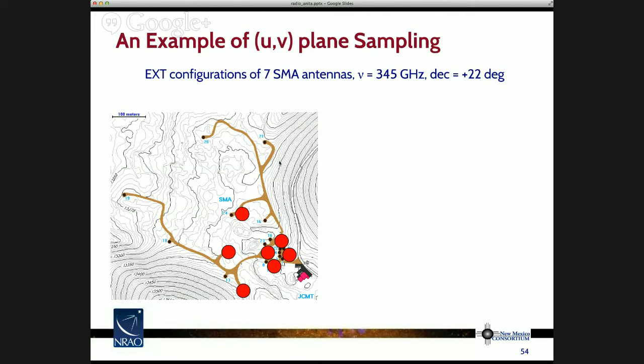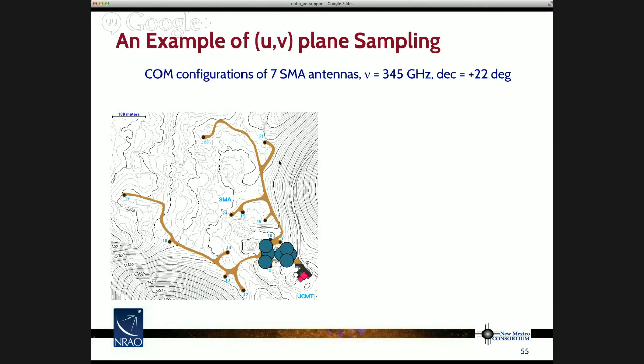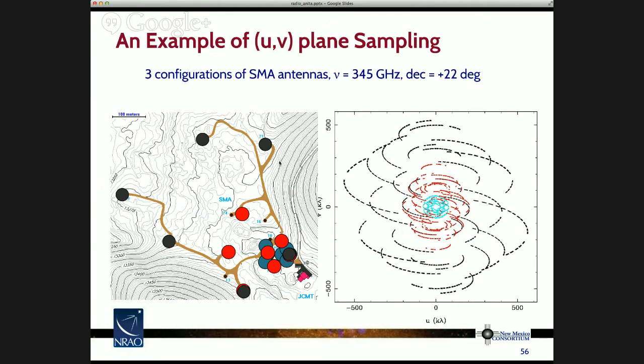If we put the antennas in a different configuration, now a little closer together, that's the red locations, one gets some different sampling on a different day of observations. And putting them even closer together, one gets a different sampling, now of even shorter baselines. And putting all that together, this is the sampling of the visibility plane that we've done with 3 configurations of the SMA.